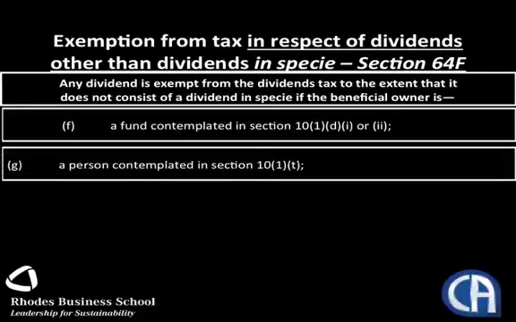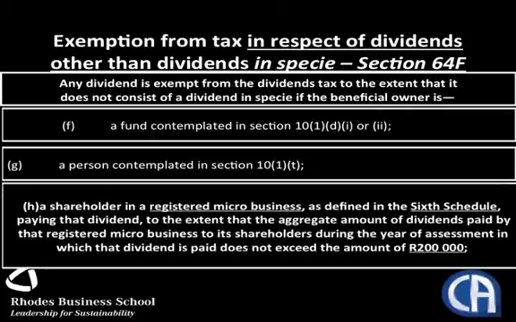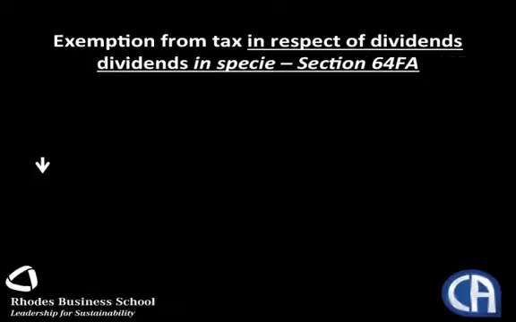Then we get a person contemplated in 10(1)(t), and micro business, they're not so substantial in numbers. They're a bit obscure. You can leave those for the board exam. Item I deleted. Now when you go to the exemptions on dividends in specie, now it changes.